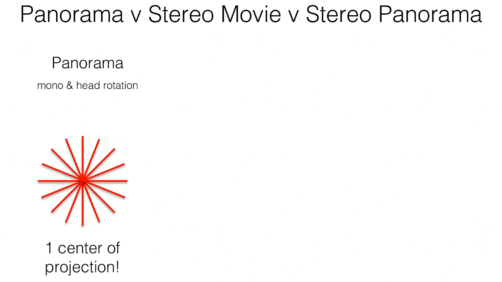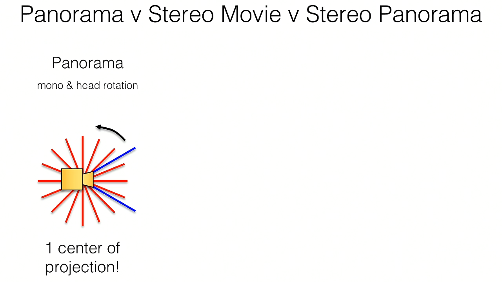So the first thing we're going to start off with is panoramas. And for the point of this talk, we're going to assume that the panorama is captured with a single center of projection. So that is done by rotating a camera around its center of projection, which is essentially its aperture plane.